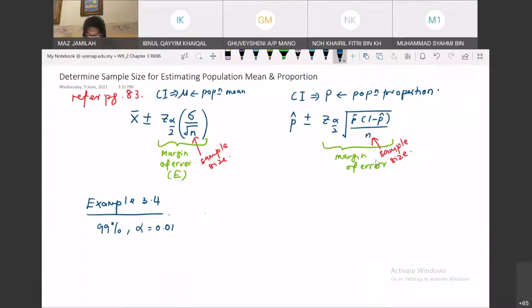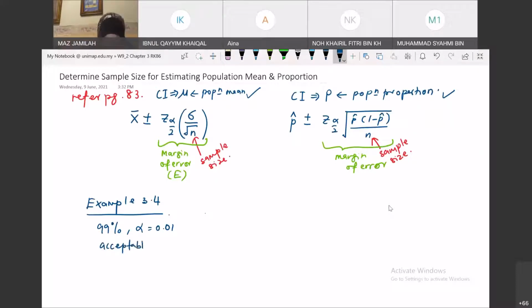Okay. Now, knowing that we have both CI for mean, such as this one, and CI for population proportion, we know that we can find the number of samples if it is involving sample mean and sample proportion. Now, example 3.4 on page 83. So the given information other than alpha, which is 0.01, is the acceptable error.